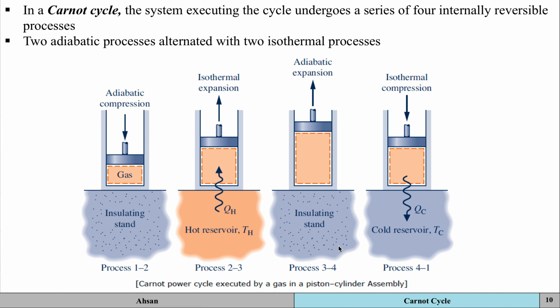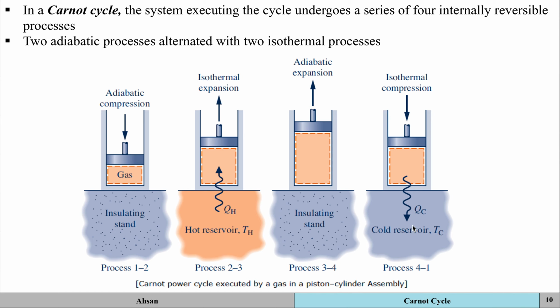And then you've got process 3 to 4, in which the piston cylinder arrangement is again placed on the insulating stand, and now the gas is allowed to expand more steadily. The volume is increasing further, although it's increasing adiabatically, which means no heat exchange is taking place. But the gas is expanding, so that means the pressure is lowering and the temperature is lowering as well.